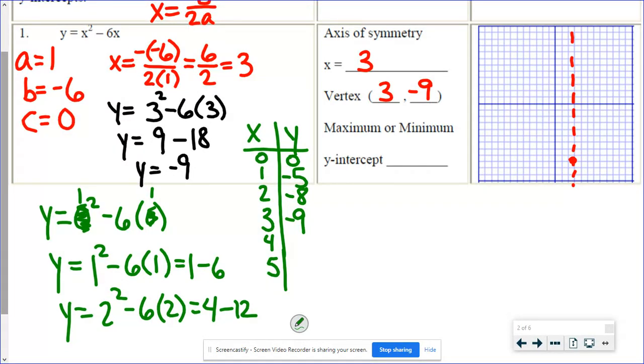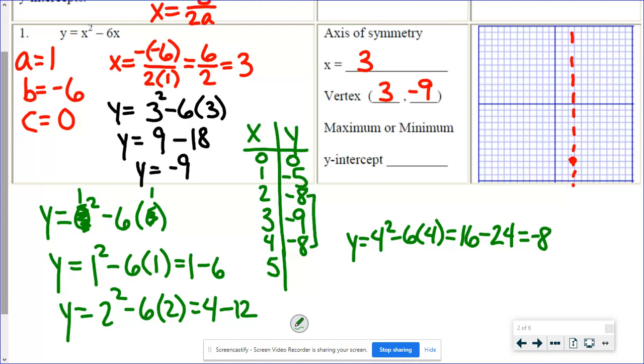The other numbers that I'm going to find should match the ones that I have already. Please do the math. Don't just guess that you did it right the first time. Please make sure that you go through here. I'm going to do my 4 here next. I'm going to say that y equals 4 squared minus 6 times 4. 4 squared is 16. 16 minus 24 is negative 8.